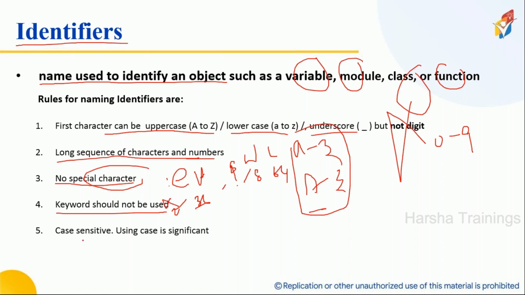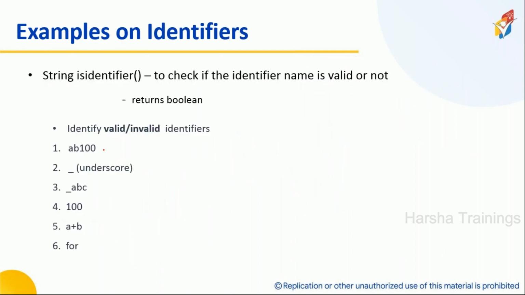Very important thing is that Python is case sensitive. That means uppercase data is different from lowercase data. By following these guidelines, could you please tell me whether these are valid or not? AB 100. Here, the first character is a letter, so it is valid. The second one is underscore. It is also valid. Underscore ABC, it is valid. But 100, this is invalid.